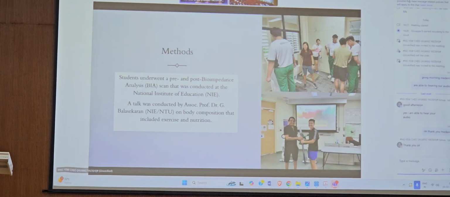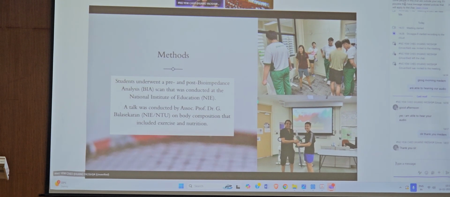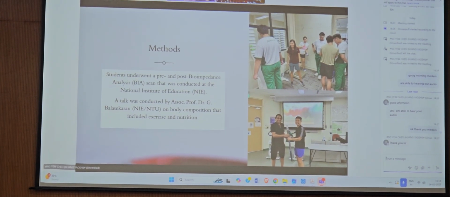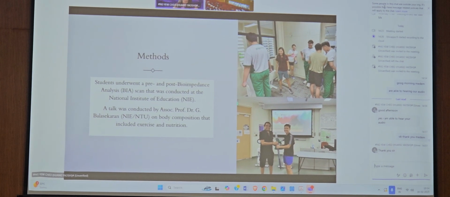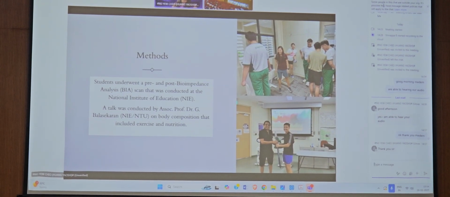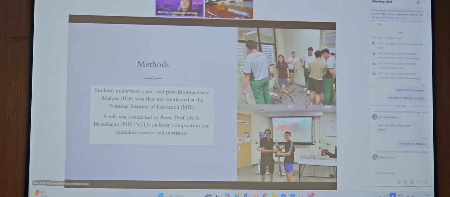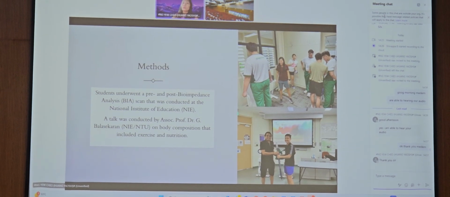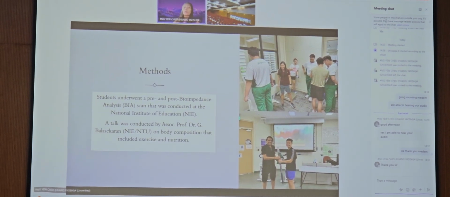So coming on to part 2, we continued this in the following year. This time around, we brought the students to NIE, National Institute of Education, where they did their pre and post BIA scan. And then a talk was also conducted by Dr. Bala on body composition that included exercise and nutrition. So to let the students better understand what kind of food they should be eating, healthier options.